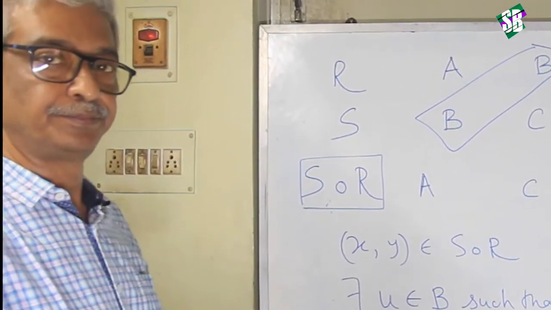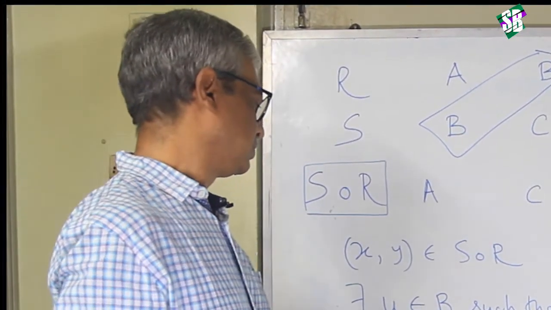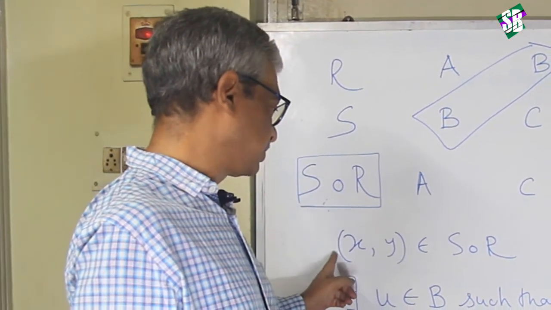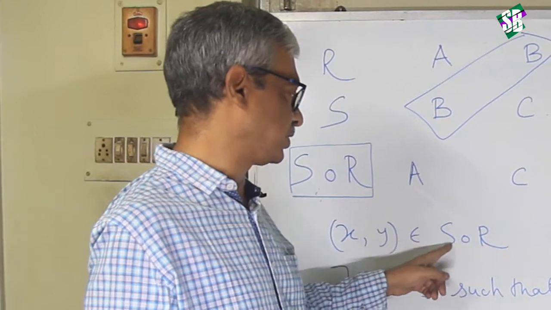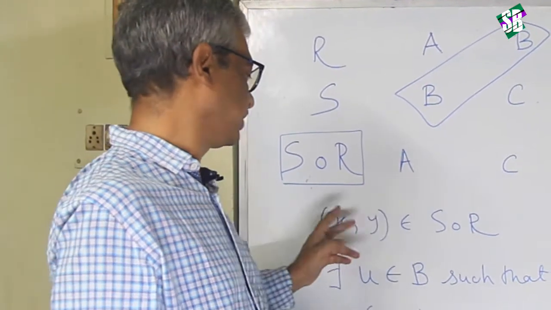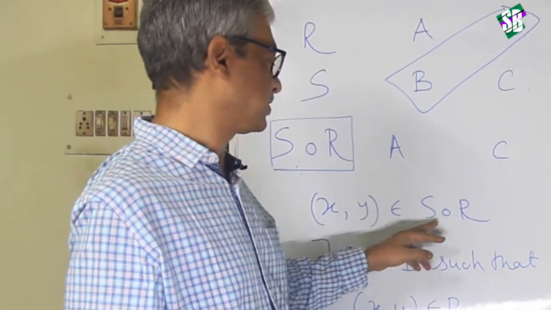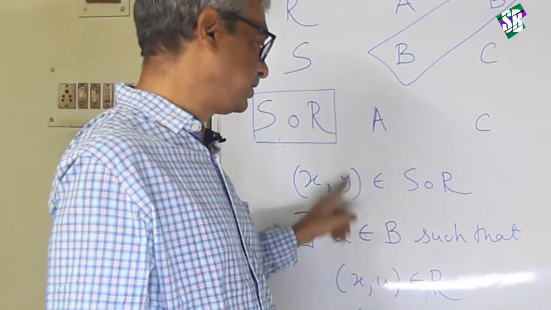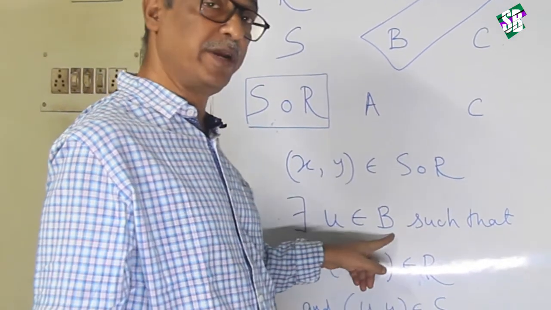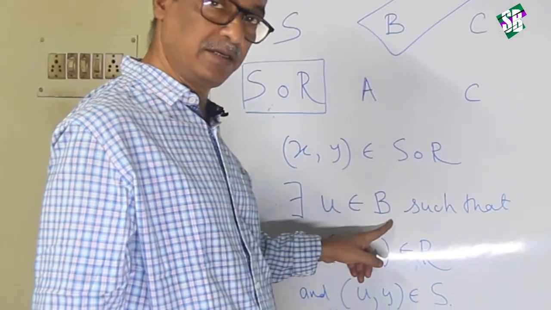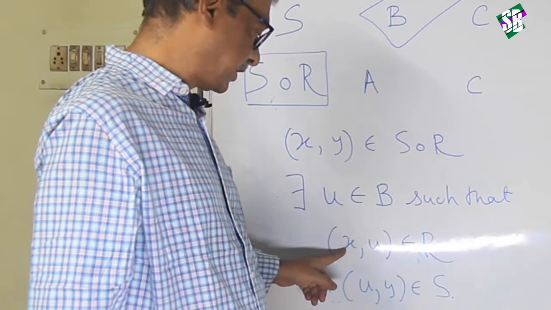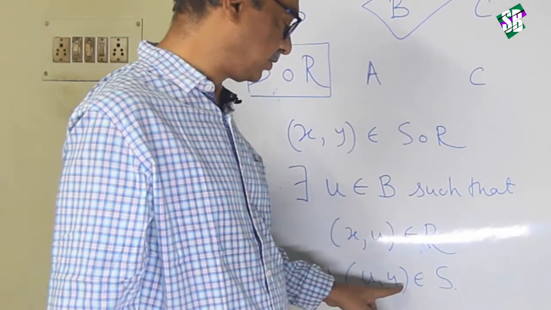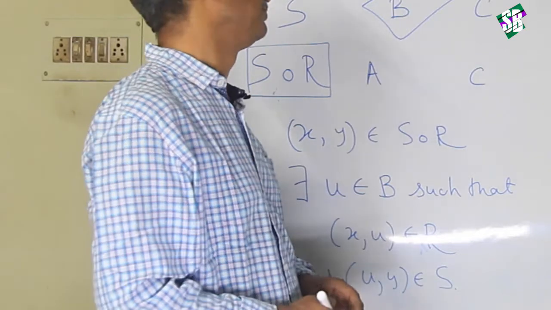Okay. So do you understand? So if you say that (x, y) belongs to S o R, or in other words, if you say that x has S o R relation with y, then this means that you can find an element u in B such that x has R relation with u and u has S relation with y.